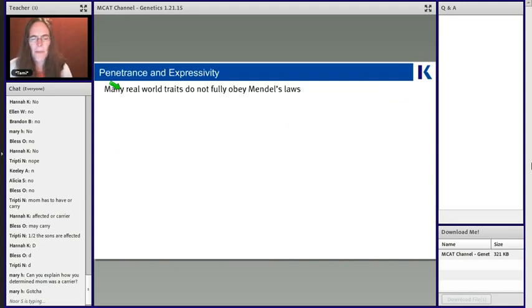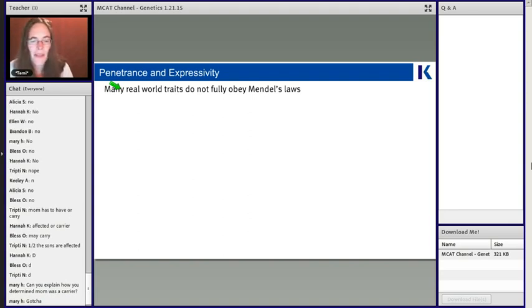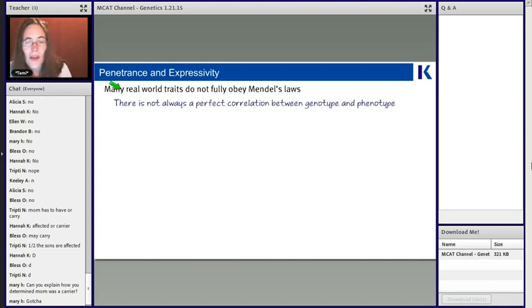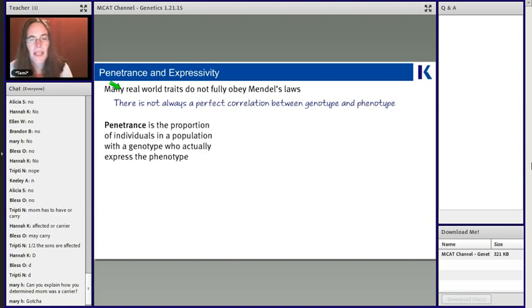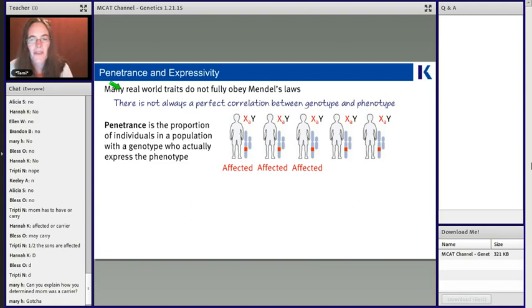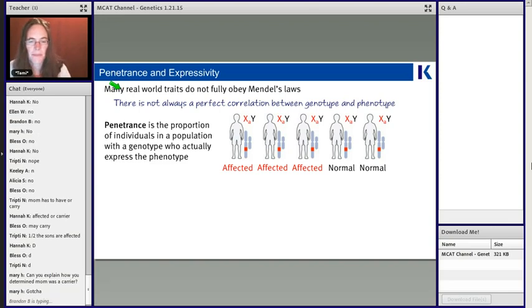All right, let's talk about penetrance and expressivity. Mendel was great, but many things that we see do not follow Mendel's laws. It's not perfect. Penetrance is the proportion of individuals in a population with a particular genotype that actually express it. For instance, if I have these 5 males, they all have the X that is affected and a Y chromosome, but only 3 of the 5 are affected. So what is their penetrance if 3 out of 5 males who have the genotype are affected? What is my penetrance?